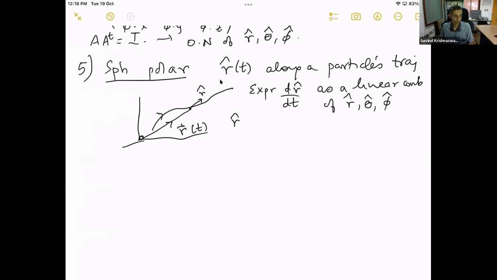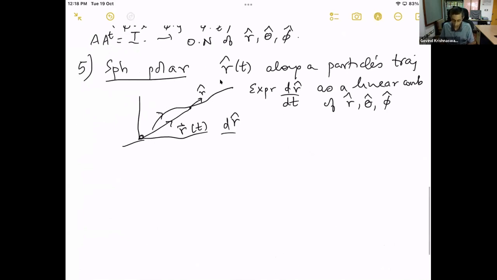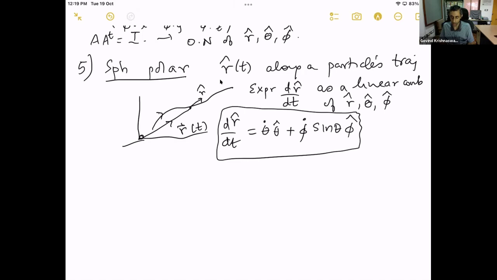Now I will just write that formula, r hat dot or d by dt of r hat. If you compute it, and I think most of you have been able to do this, the answer you get is theta dot theta hat plus phi dot sine theta phi hat. So this is the formula one obtains for the time derivative of the unit vector in the r direction. You notice that the unit vector in the r direction changes direction as you move along the trajectory, and this describes how it changes.